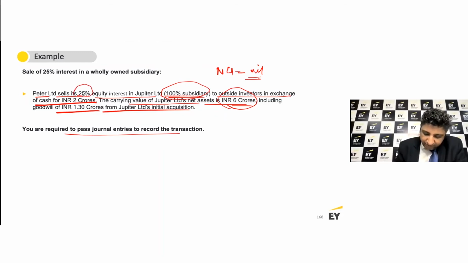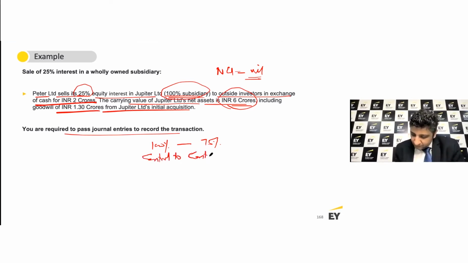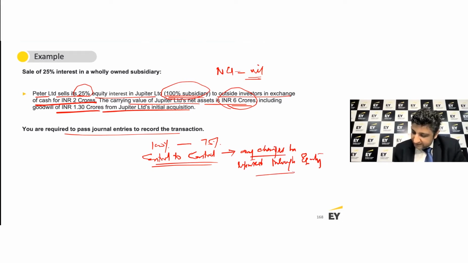If you are selling a 25% stake, the first thing to remember is that from 100% you are moving to a 75% situation, which is a control to control scenario. It means that any changes will be reported through equity. Any changes will be reported through equity, right?